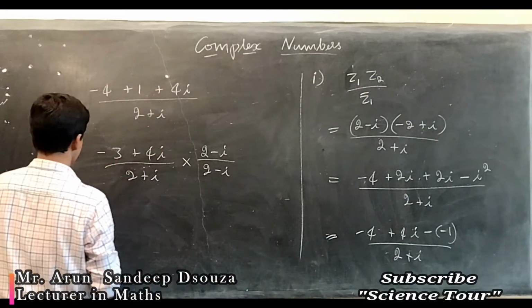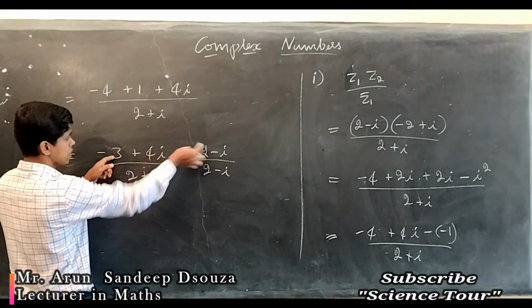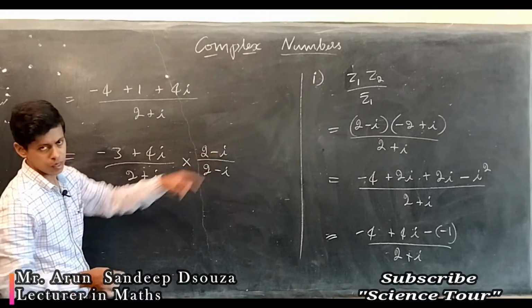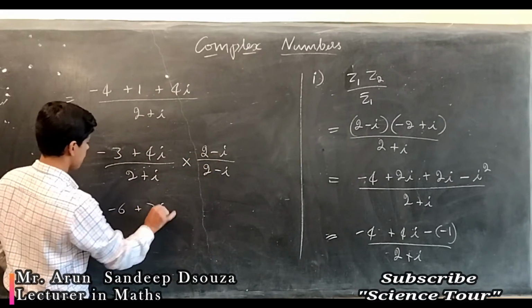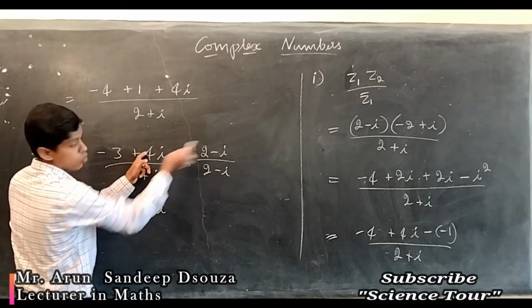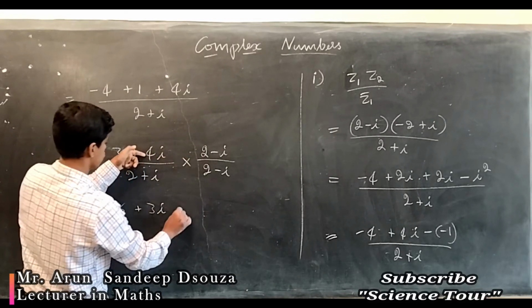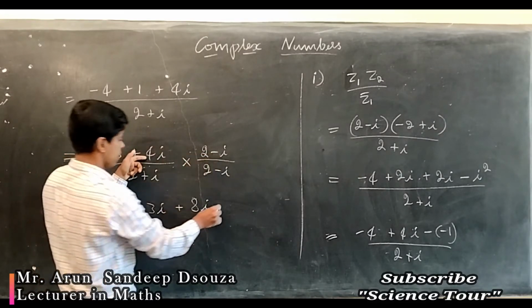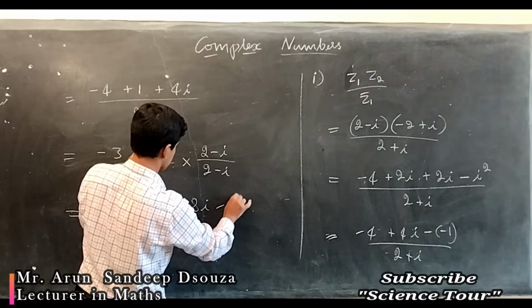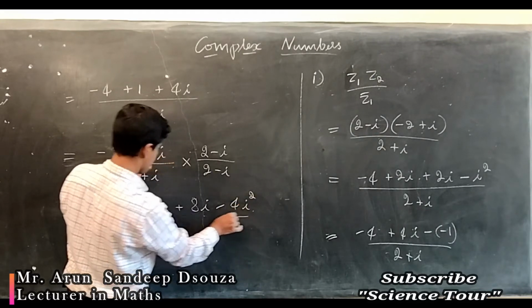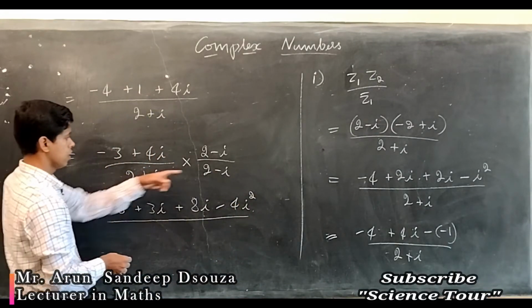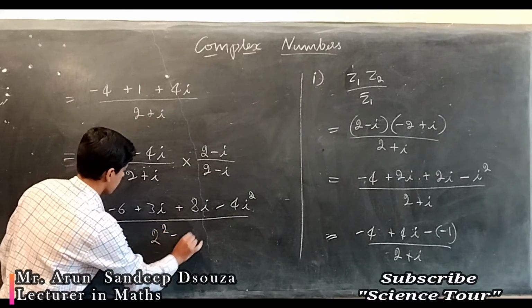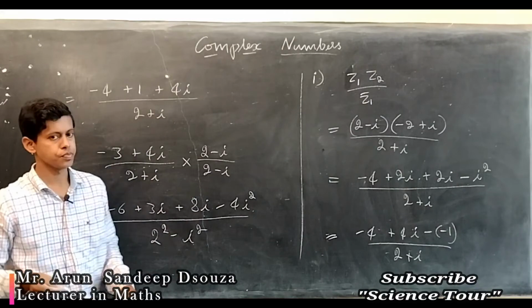Okay, so we multiply. So minus 3 into 2 is minus 6, and minus 3 into minus i is plus 3i. Now multiply 4i for both. So 4i into 2 is 8i, 4i into minus i is minus 4i square, divided by a plus b into a minus b. So a square minus b square type. Okay.